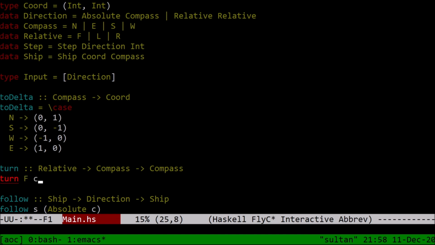Turn F C equals C. Probably this should never happen. Oh yeah, it'll happen. Sure, why not? Because we're going to say something like, go left by 5 or go forward by 5. And in either case, I'll say, okay, turn by that amount and then go forward. That will be the idea.